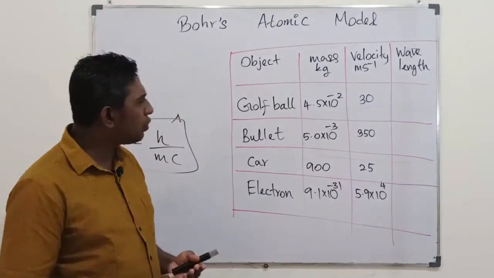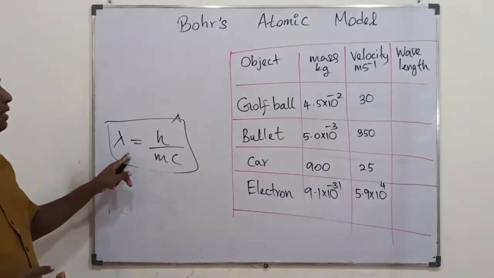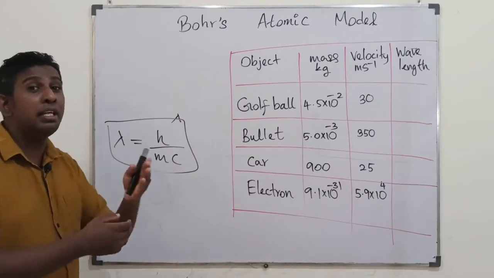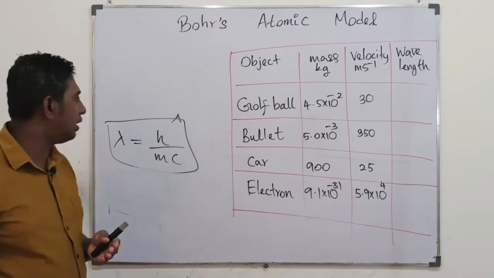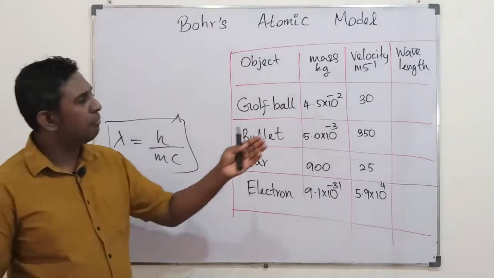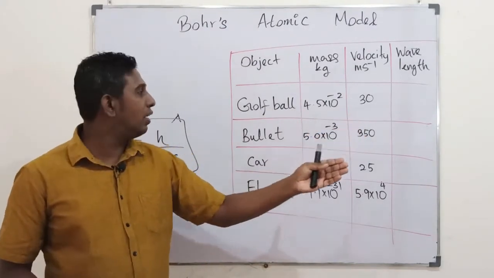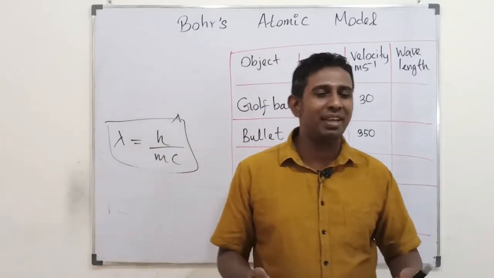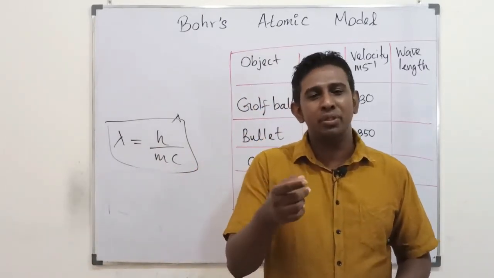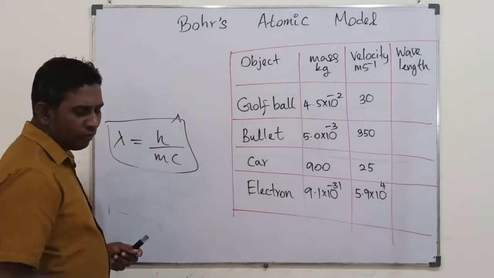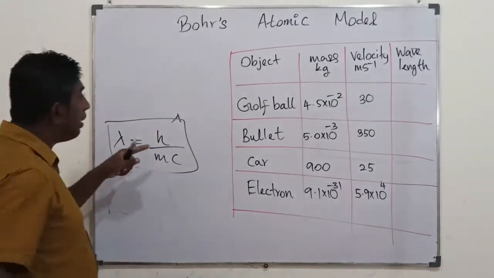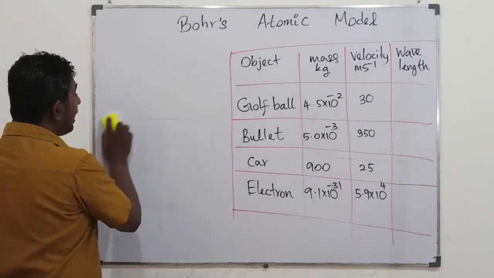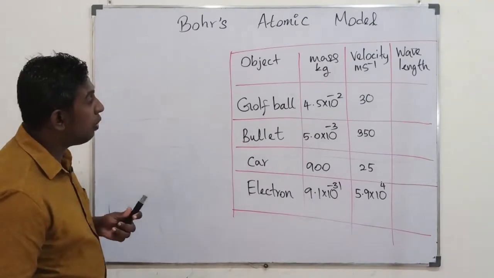Then students, I'm going to apply this equation. It's the de Broglie wavelength equation. I'm going to find out their wavelengths and show you that all these objects have wave properties as well. So let me do that. Students, I'm going to first substitute the data given for the golf ball.